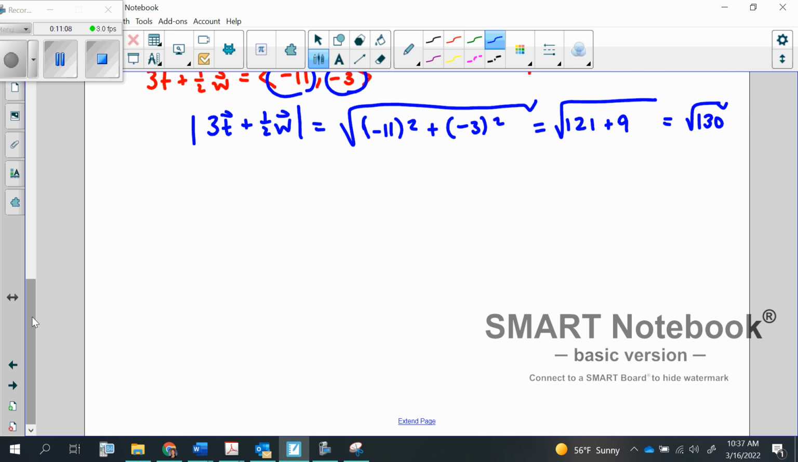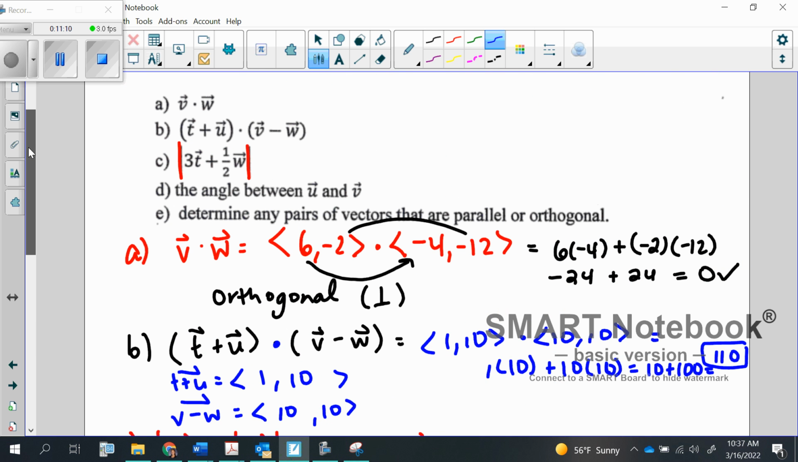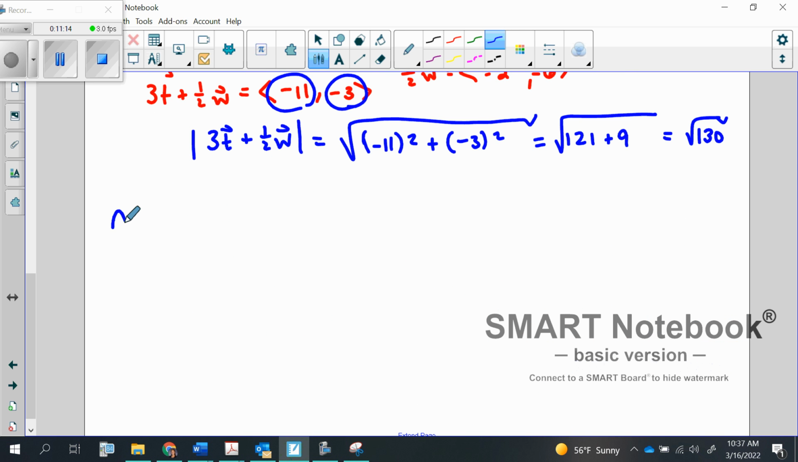And then is there a part D? So part D says find the angle between U and V. So let's review that. So the angle that is between U and V, so the formula is the cosine of theta equals U dot V over the magnitude of U, magnitude of V. Now, if these were different angles, those would be the angles I would use here. But in this case, they ask us for the angle in between U and V, so I'm going to use my U and V vectors.